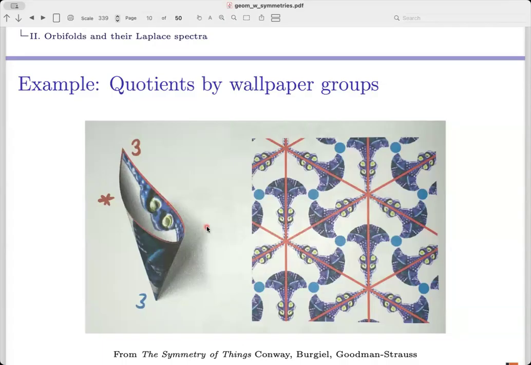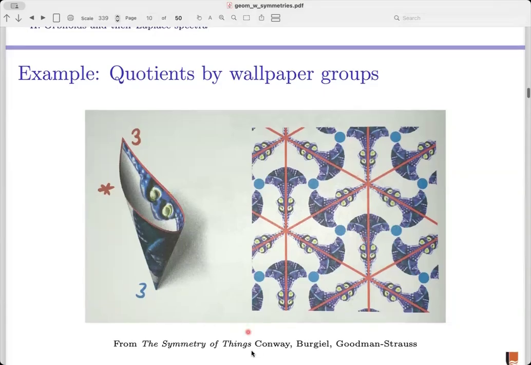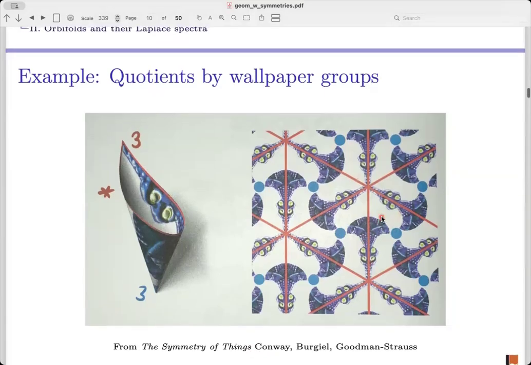One really pretty thing I like to talk about, especially in geometry with symmetries, is that every wallpaper group has a corresponding orbifold. So this waffle cone can be obtained as the quotient of the plane under the wallpaper group that preserves the symmetry of these goofy shapes. I should say this art is from a text by Conway, Burgiel, and Goodman-Strauss. They have beautiful images of all the wallpaper groups.